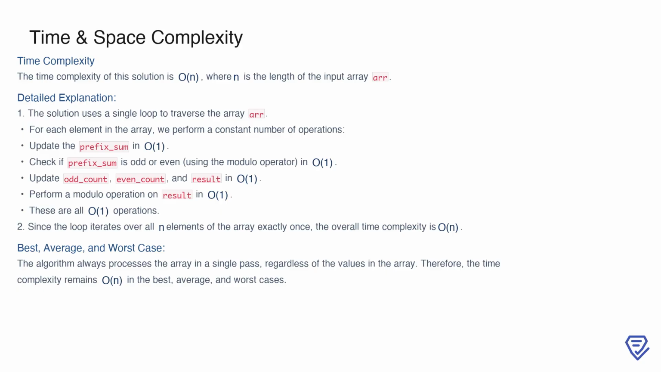Since these operations are repeated for each element in the array, and the loop completes exactly n iterations, the overall time complexity is O(n). What's important to note is that this efficiency holds true for all cases, whether the array has all odd numbers, all even numbers, or a mix, because the loop always processes the array in a single pass. Thus, the time complexity remains O(n) in the best, average, and worst cases alike.